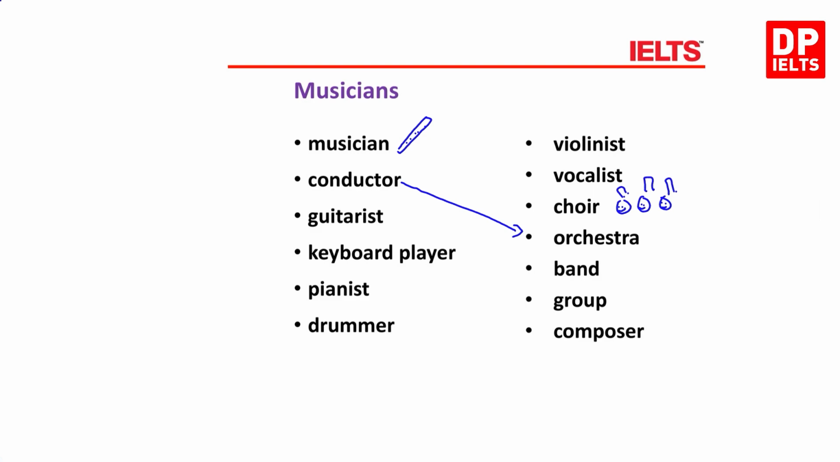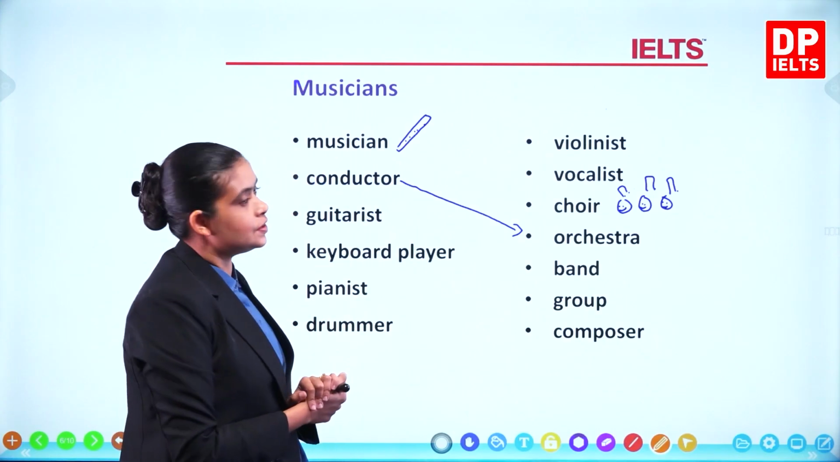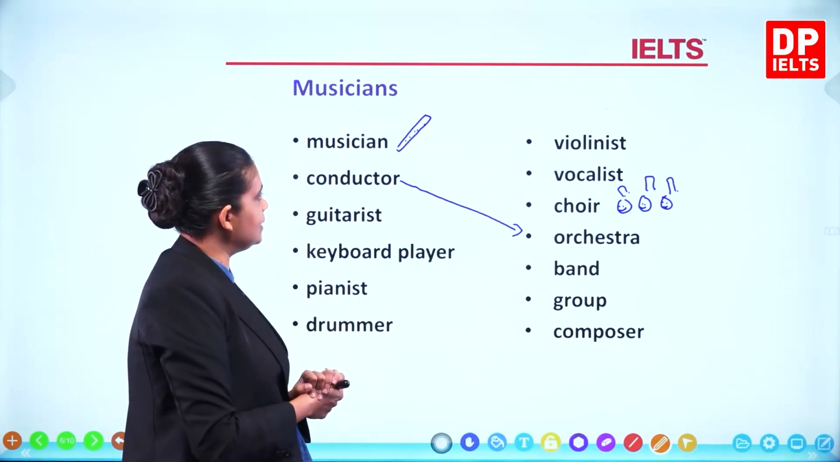Band, a group of people who sing together and also play instruments. Group is a collection of people who sing together but do not necessarily play any instruments. Composer is a person who writes music, especially as a professional occupation. Okay, so for example, you can say, my favorite classical composer is Mozart. Right, so we had a look at the meanings.